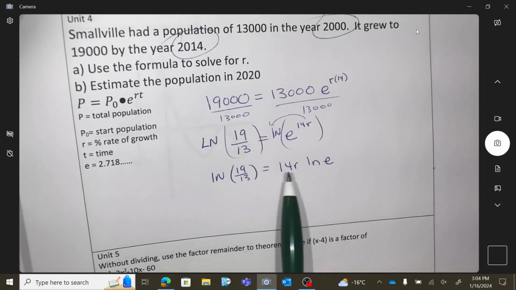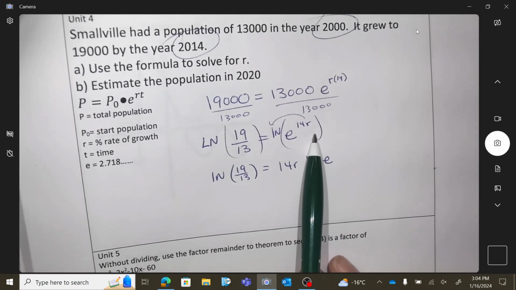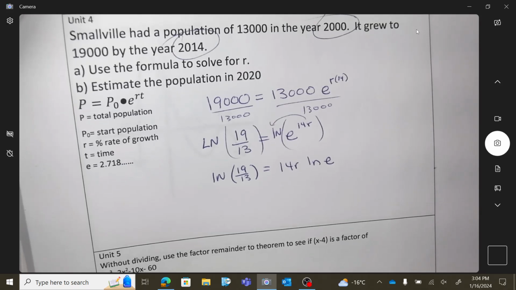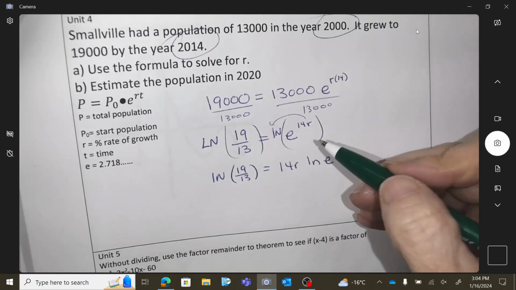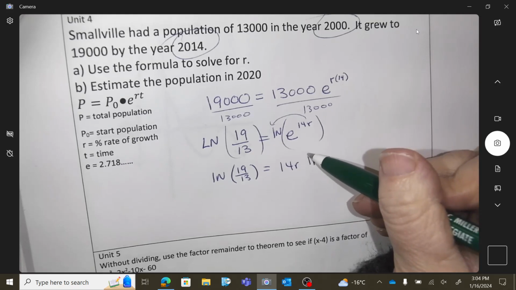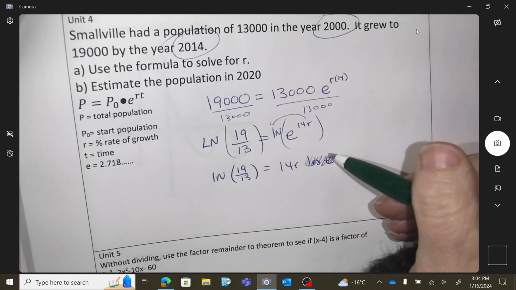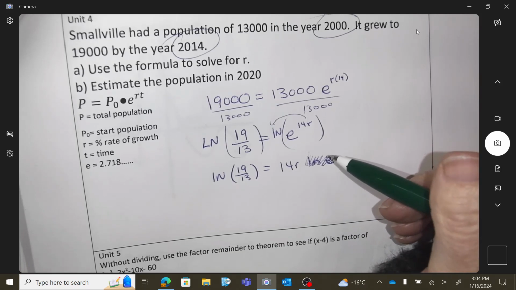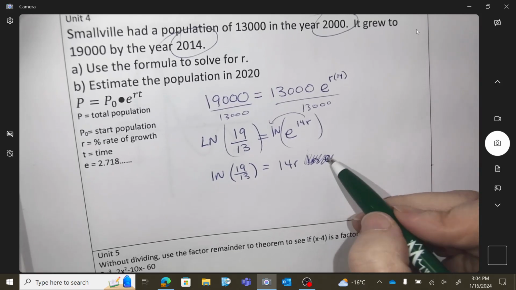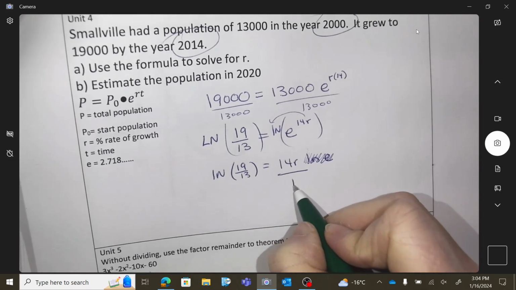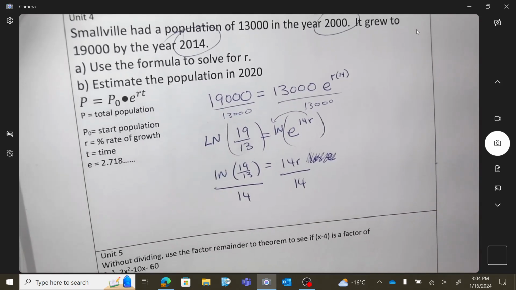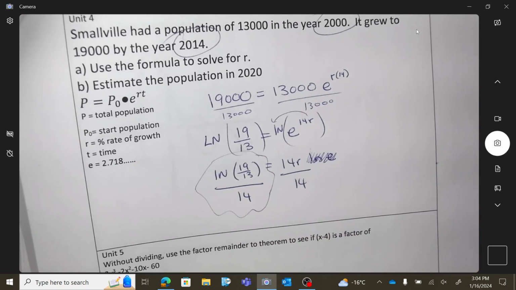Okay, so once I do that, the rules allow me to move the exponent down. That's the whole point. That's the only way you can solve an exponential, when you move it down. And here's why we picked ln, because the ln of e is 1. If the base is e, the result is 1. So if you didn't use ln and you use log, you have to keep log e in there. And then to get r alone, I just divide by 14. So this is exactly what I'm typing in there.